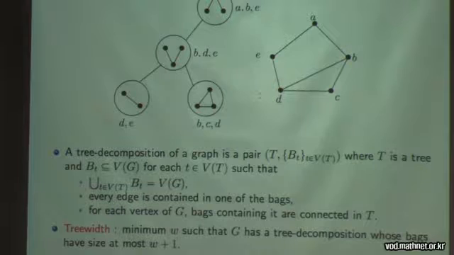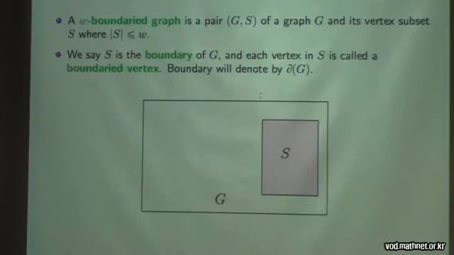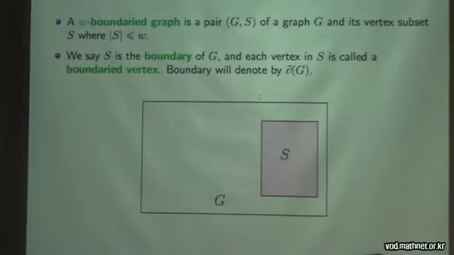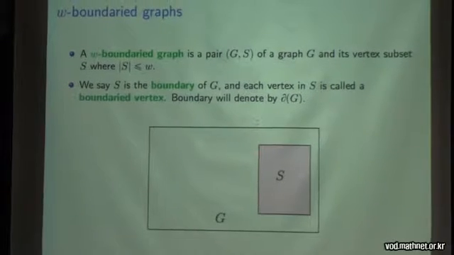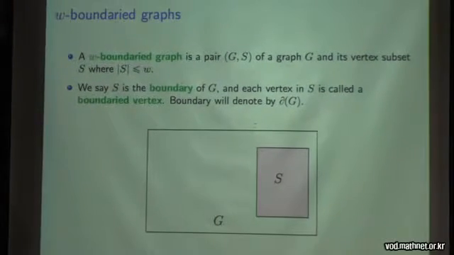But probably you don't get any intuition how to apply this tree decomposition to some problem. So maybe I give another equivalent definition. A boundary graph is a pair of a graph and a vertex subset, like G and S, like this picture. Especially if this boundary has at most W vertices, I will say it is a W-boundary graph. The boundary will be denoted by ∂(G).